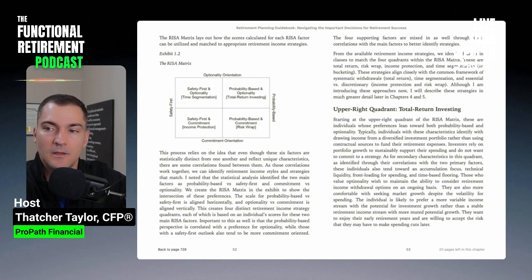There's the bottom left that moves to the safety first and commitment, where essentially they want guarantees through their retirement. They're very low risk. These clients have had unusual experiences that lead them to not wanting any market exposure or very little market exposure, where they can lock in their income and they can live the life that they want. This could be a great option, and it just depends on the person.